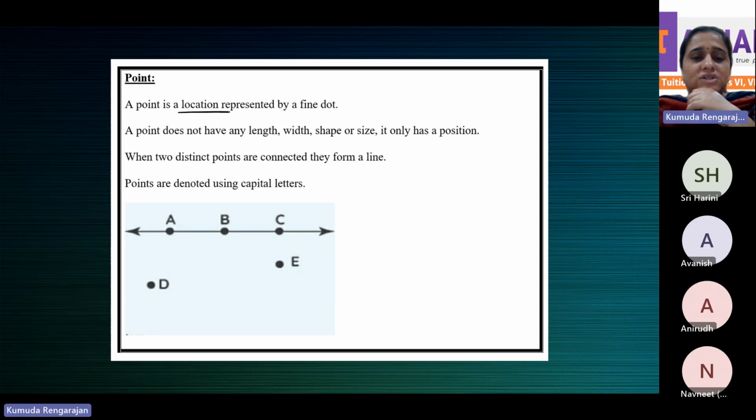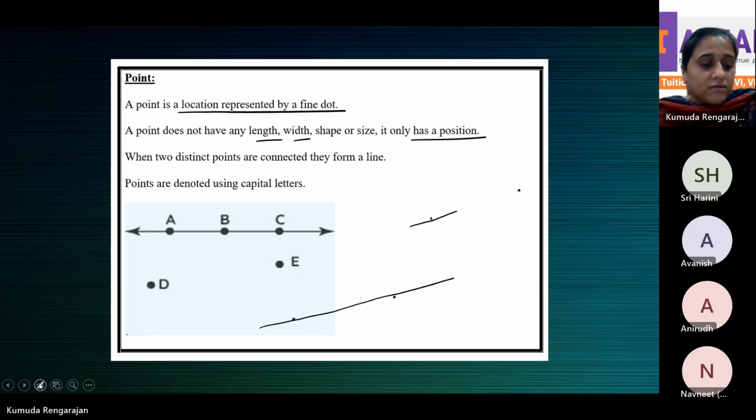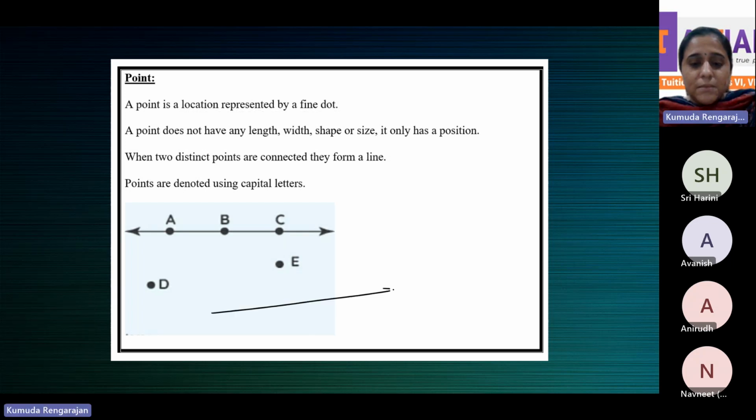So a point is a location represented by a fine dot. It does not have a length or a breadth. It only has position. You can even connect 2 points like this here. Let me draw this. So when you connect point A and point B, when you connect these 2 points, you get a line. And points are denoted using capital letters.